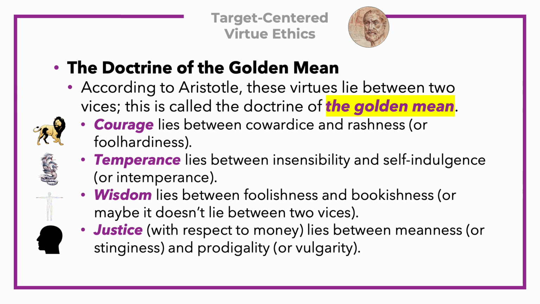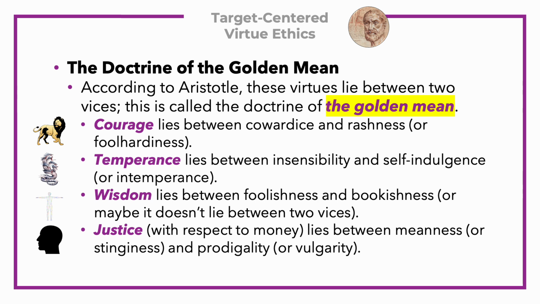Finally, there's justice, and if we thought about it a bit, we'd see that there are a lot of ways to be unjust, right? It might be sexist or racist or speciesist, something like that. But one way that Aristotle talks about it is justice with respect to money, and that lies between meanness or stinginess. We know people who are stingy or aren't willing to share their wealth. Maybe you think of somebody who tips really poorly. And then someone who's prodigal or vulgar.